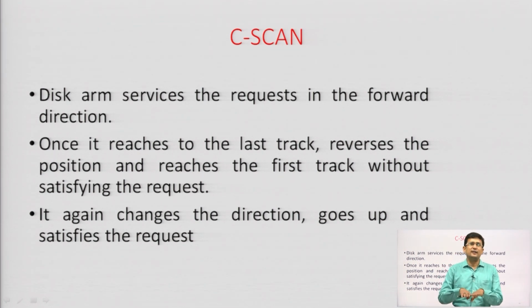It is like the elevator is moving up and satisfying the requests, but when it is coming down, it is not satisfying the requests. So, the disk arm is moving from the lower number of tracks to the higher number of tracks while satisfying the requests, and while coming back from the highest track to the lowest track, it does not satisfy any request, and then it again goes up and satisfies the requests.